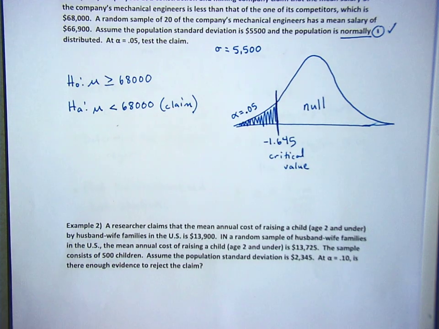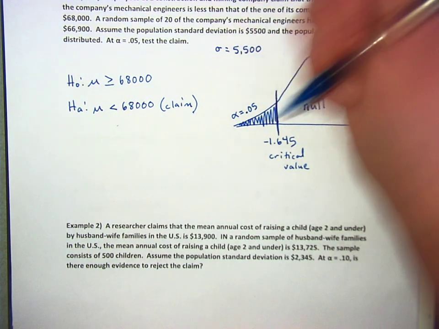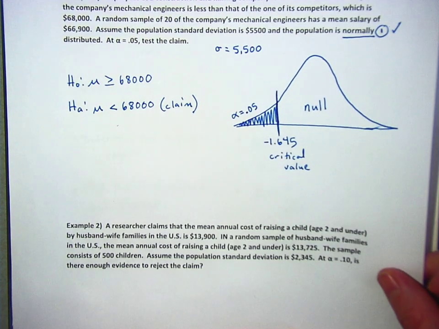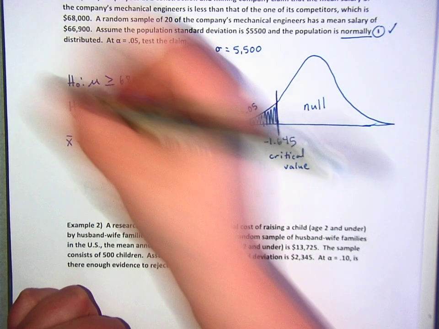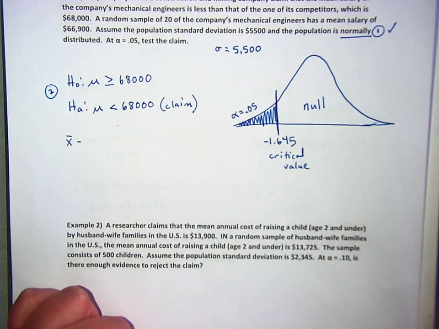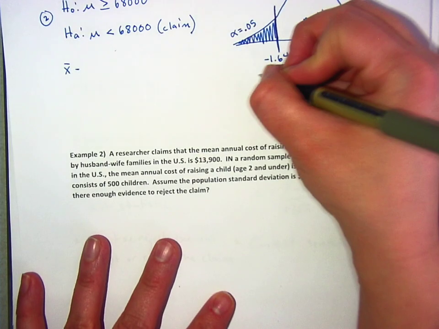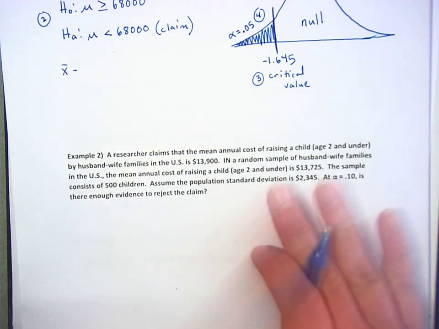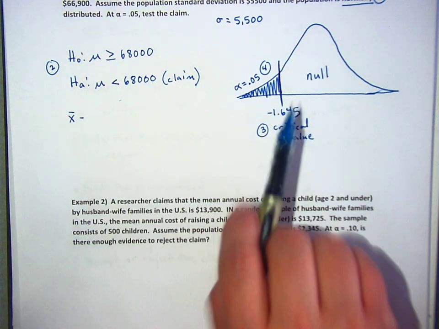So now basically we see, when we do a test, does it fall in the null or does it fall in the rejection region? All right. So now I'm gonna do X bar. Wait, this was step 2. What was step 3? Critical value. And the rejection region is the shaded area over here. So anything less than a z-score of negative 1.645 would reject the null.